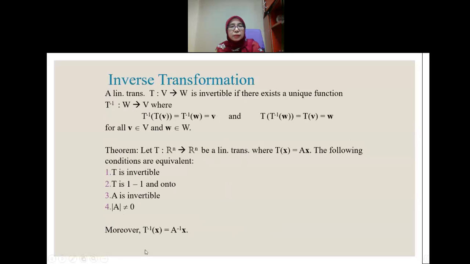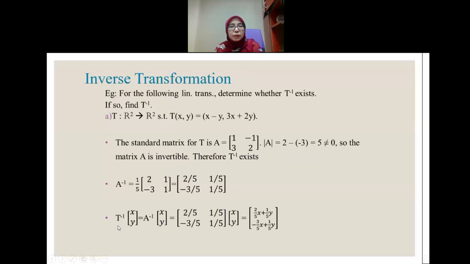Then remember the relationship: T inverse of x vector equals A inverse times x vector. Using this relationship, we have this equation for T inverse. The x vector here is (x, y), the variables involved in this function. So it equals A inverse times (x, y). You plug in A inverse and multiply these two matrices. The end result is the inverse of T.